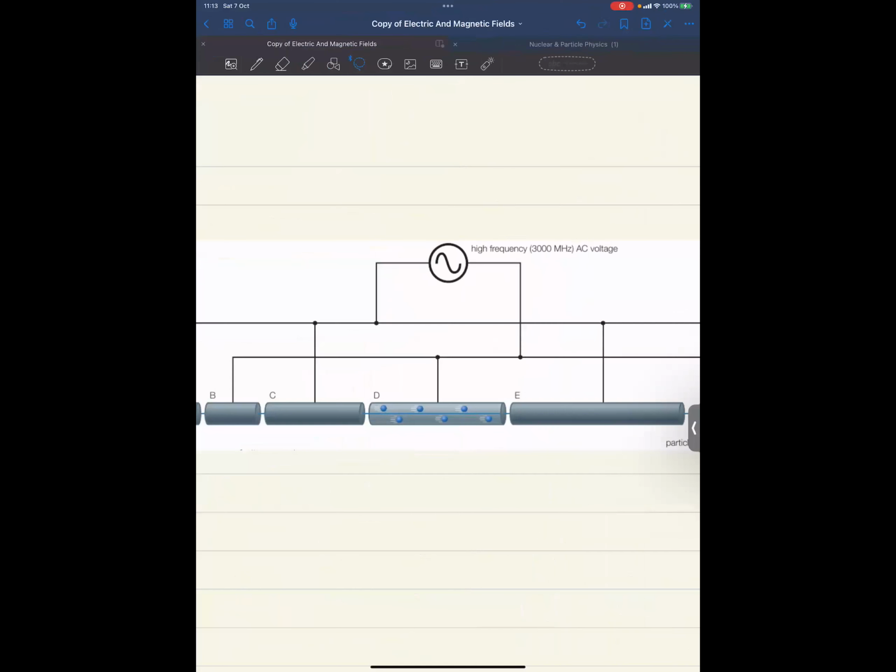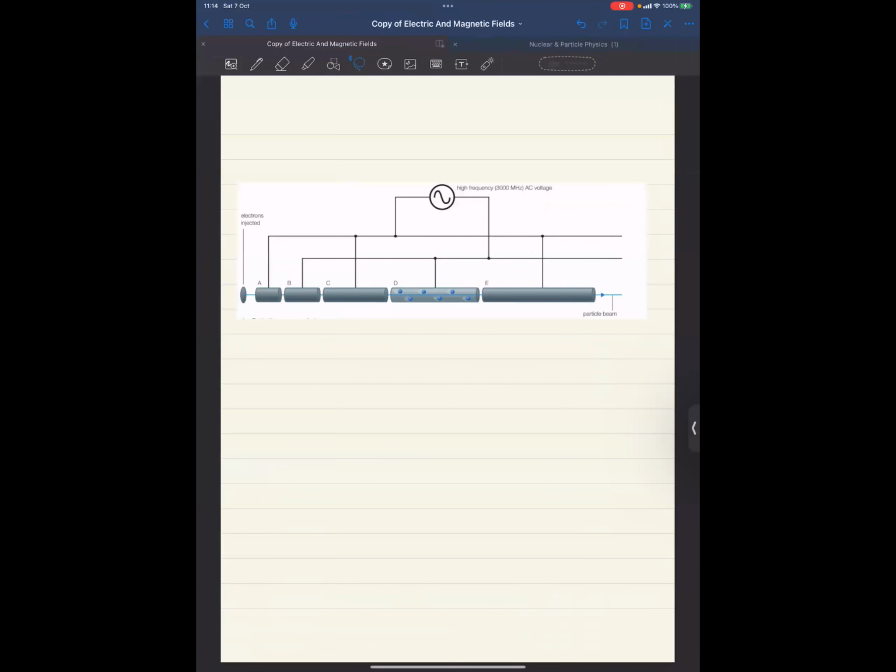What is the practical application? The linear accelerator itself is... why are the particles accelerating?